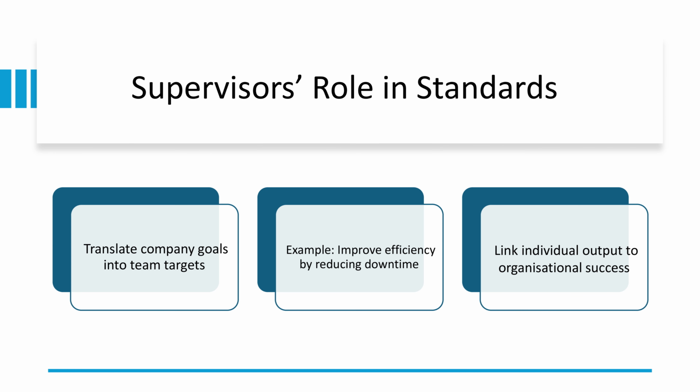Now, as a supervisor, I translate company-wide objectives into measurable targets for my team. For example, if management wants to improve efficiency by 10%, I might set a target of reducing machine changeover time by 2 minutes per shift. When employees understand how their performance links to company goals, they feel more accountable and engaged.